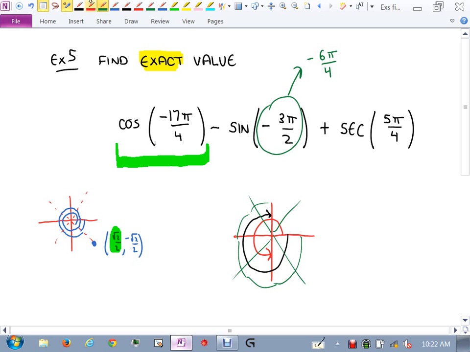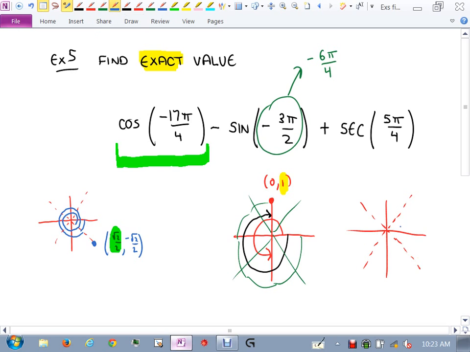Okay, what's the point here? 0, 1, and I'm looking for the y-coordinate, so this one will be 1. And then secant of 5 pi over 4. So I go to my unit circle, I count by pi over 4s, and I'm counting clockwise this time, right?